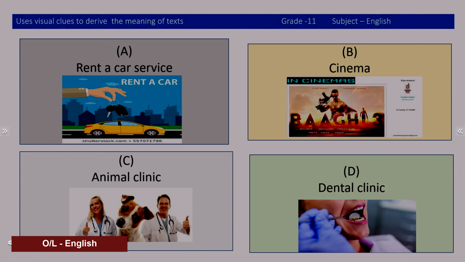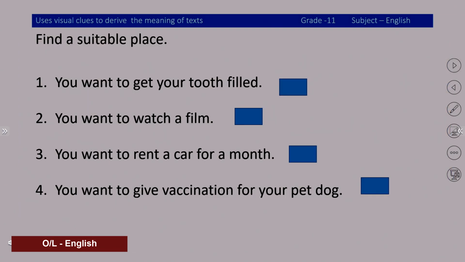Right, once again, we have 4 picture clues, 4 visuals. I'm not going to help you, I'm not going to read or explain. You're going to observe the pictures very carefully. Take a very good look at these images, please, because the next activity is surely based on these 4 images. You can even jot it down. Let me slowly move on to the activity.